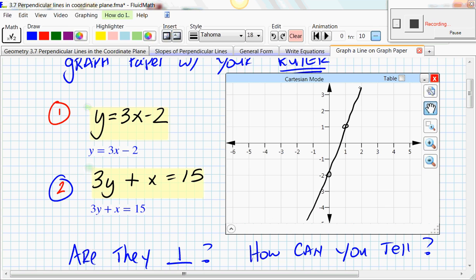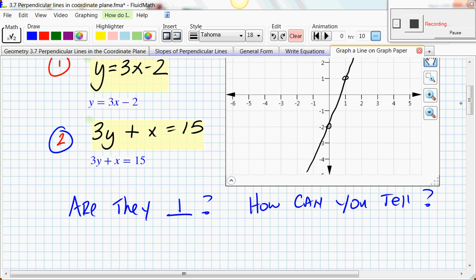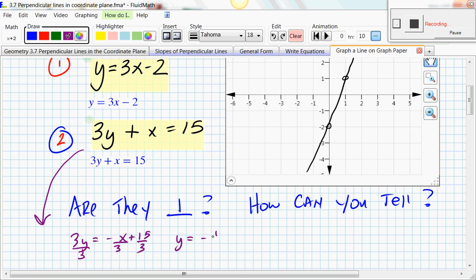Now, for 3y plus x equals 15, we have to do some work. First thing that we have to do is we need to get this into y equals form. So I'll come over here and show you that. We'll do this. 3y equals negative x plus 15. So dividing by 3 everywhere, I get this. Y is equal to negative 1/3 x plus 5.